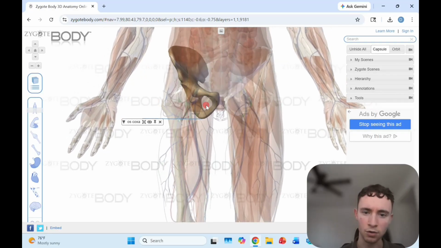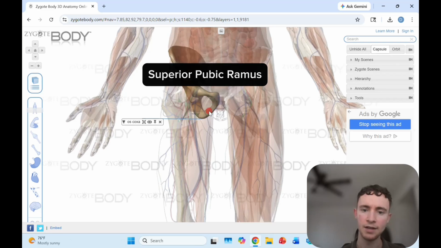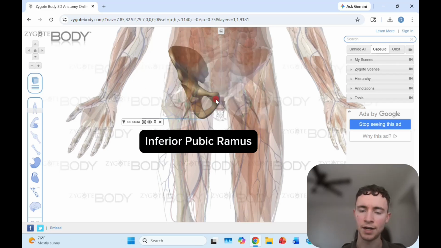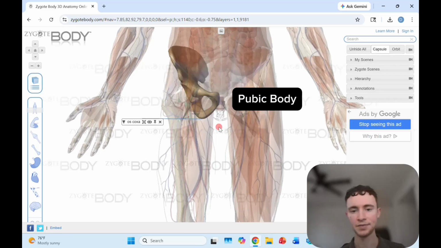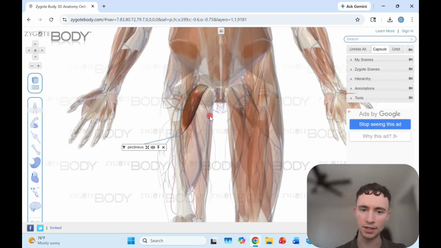Right here above this hole called the obturator foramen is the superior pubic ramus. Just below that is the inferior pubic ramus, and then the central part right here, more medial, is called the pubic body. So just for your reference there, because a lot of these muscles attach there. First up on the list is the pectineus.